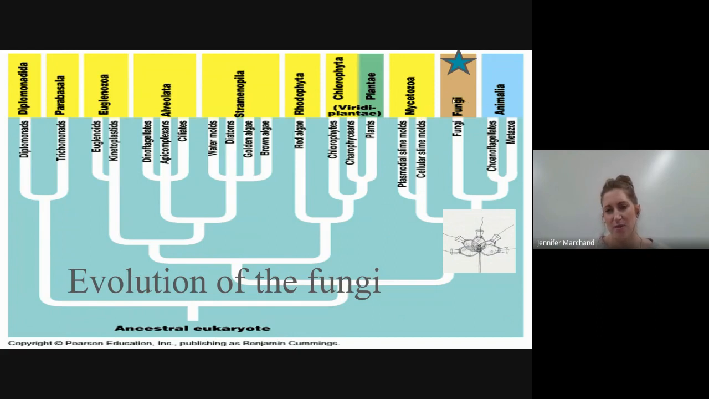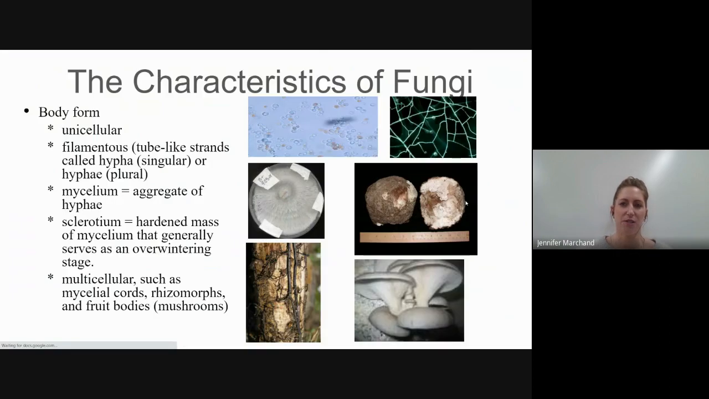So with that being said, as much as fungus looks like plants, they're very similar to animals because they have closer branches together. Like plants and fungi, they branch all the way down here and connect, whereas fungi and animals branch all the way up here. So they're very closely related, and that's something we'll consider as we move forward with this.